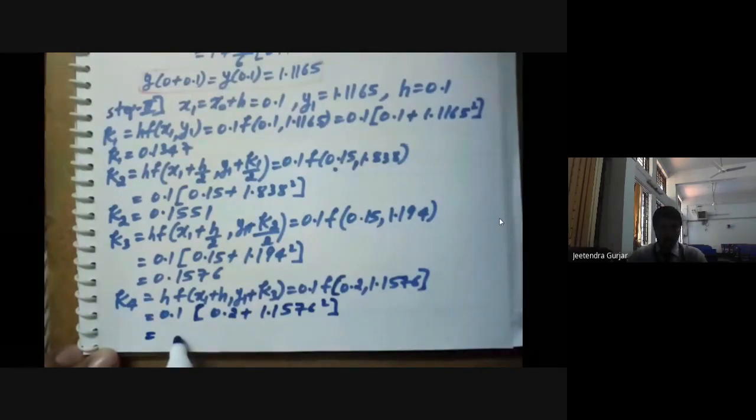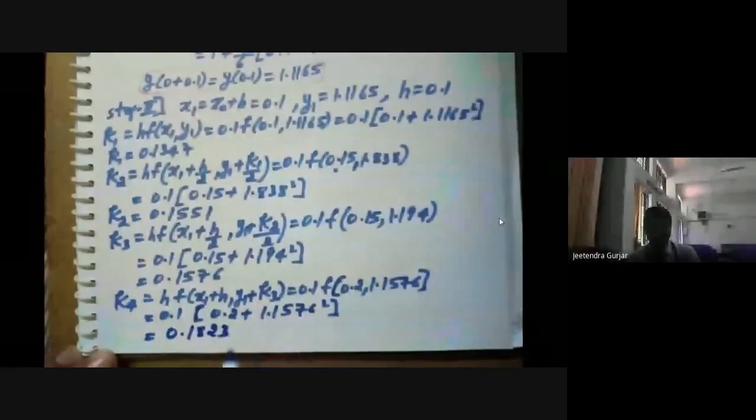So we'll continue with K4. K4 is equal to 0.1 in the bracket 0.2 plus 1.1576 square. So when you calculate this, students, we get K4 is equal to 0.1823. So next, all the values you got, K1, K2, K3, K4.